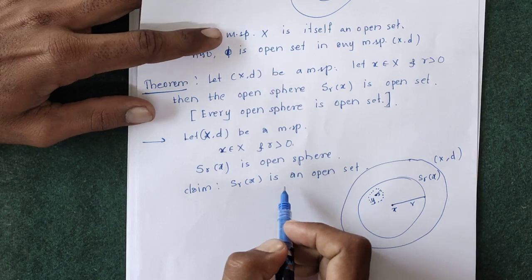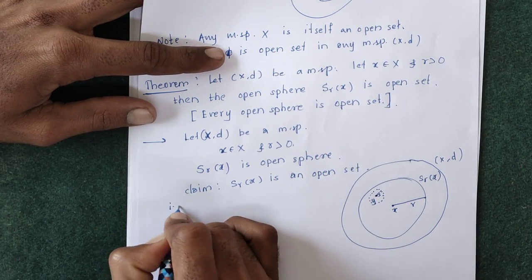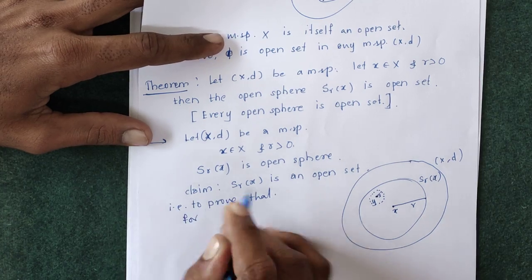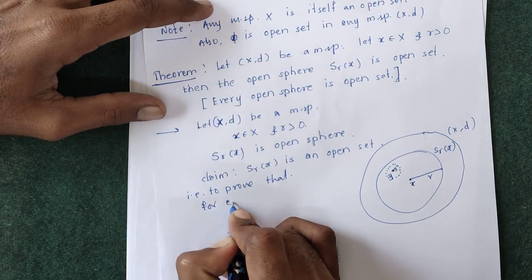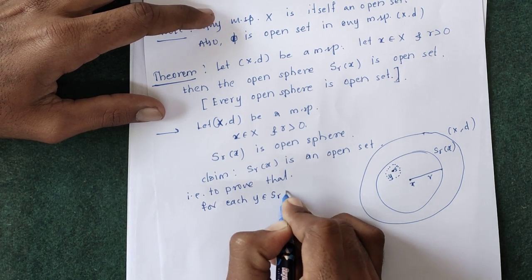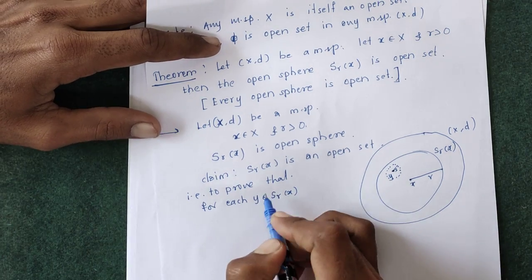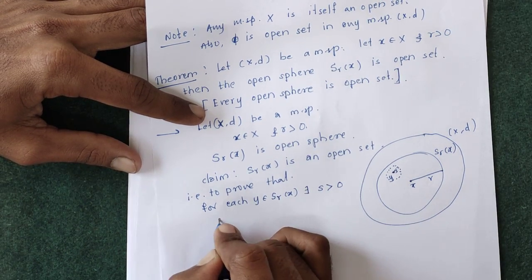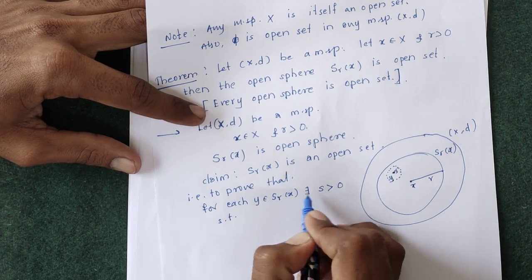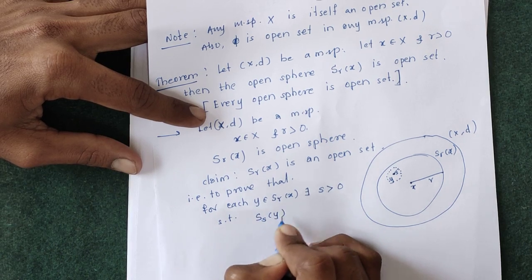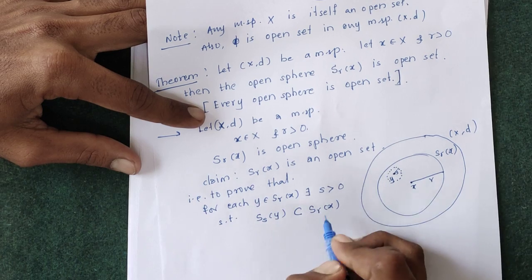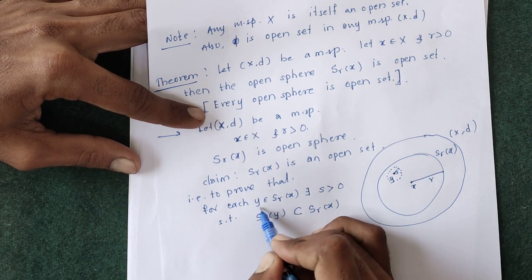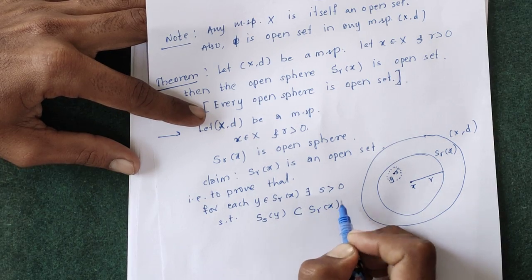So our claim is S_R(X) is an open set. So we have to prove that for each, don't forget to write this, for each, suppose Y belongs to S_R(X), R and X are already taken, so we will take Y. Then there exists some radius S greater than 0 such that this open sphere centered at Y with radius S, that is S of Y, is contained in S_R(X). S_R(X) is said to be an open set whenever for each Y belonging to S_R(X) there must be some radius S greater than 0 such that the open sphere centered at Y with radius S must be contained in S_R(X). We have to do this.